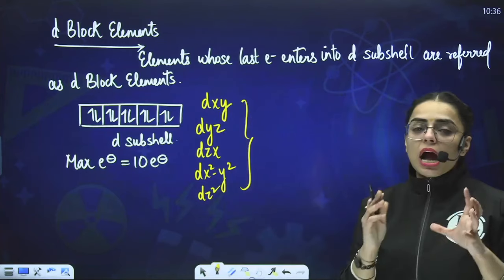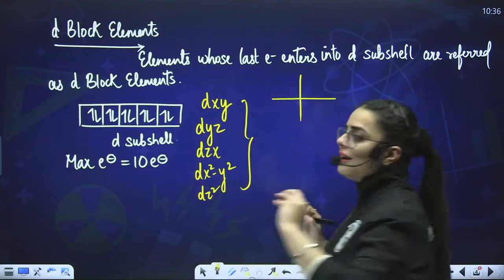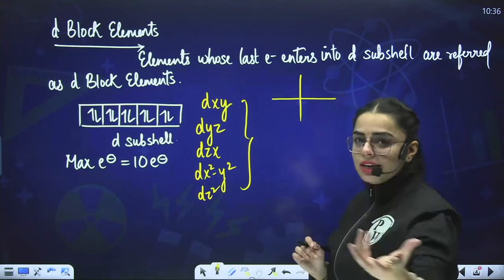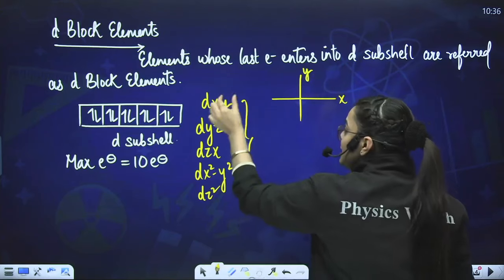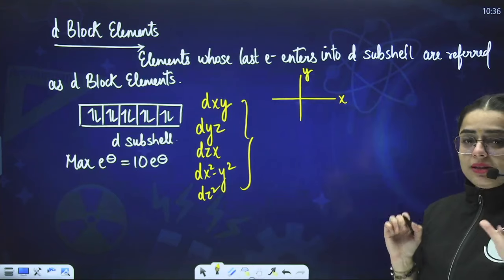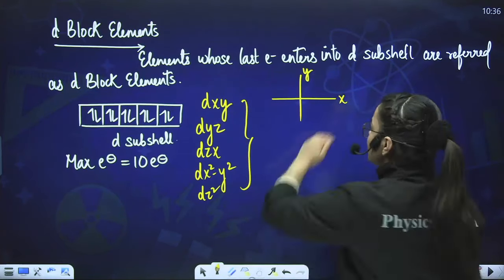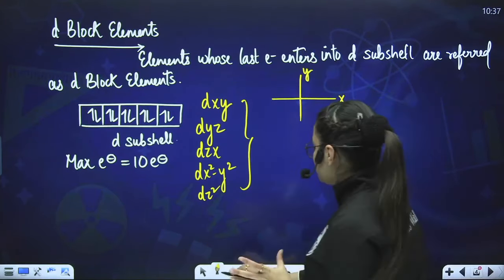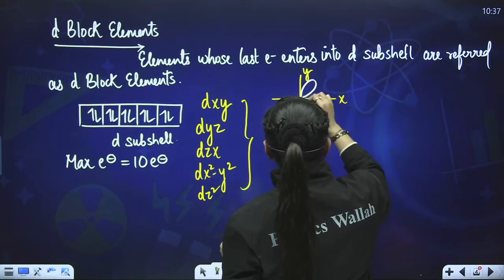Now, if I ask you how they look, it is quite simple. They all are double dumbbell in shape. If I ask you how dxy is represented, if it is your x-axis and it is your y-axis, then remember that dxy, dyz and dzx are the 3 major d orbitals in which the lobes are present in between the axes. That means if it is my x-axis and my y-axis and I am drawing dxy, the lobes of the orbital shall be present in between these axes.